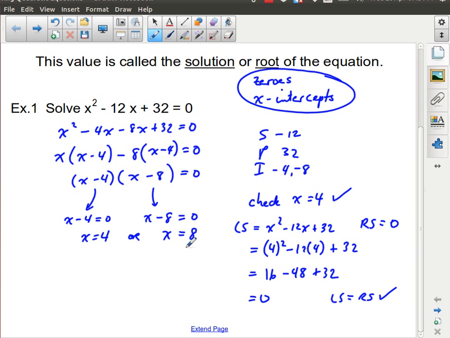If we did x equals 8, we would actually find out that it's also going to give me a left side of 0. So both of these solutions are correct. So if you've ever solved for a zero of a quadratic by factoring, then you have solved a quadratic equation.